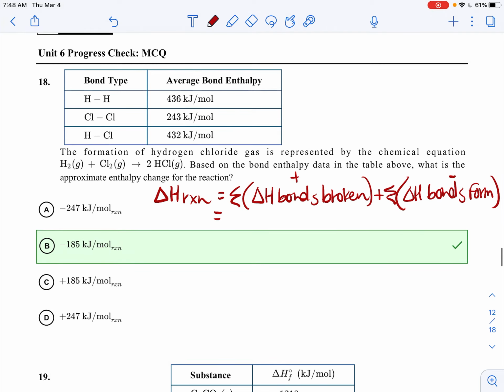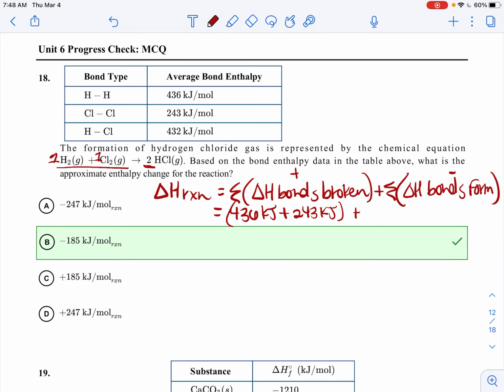So our bonds broken are going to be the H2 and the Cl2. Now notice that in this reaction, there's a coefficient of 1 for H2 and Cl2, but there is a coefficient of 2 for HCl. So you got to take those into account also. So for H2, I have 1 H2 bond breaking, correct? Because I just have 1 H2 molecule. So that's going to be 436 kilojoules. Plus, I have 1 Cl2 bond because I have 1 Cl2 molecule. And so that's going to be 243 kilojoules. Okay.